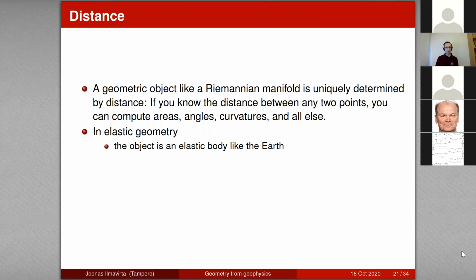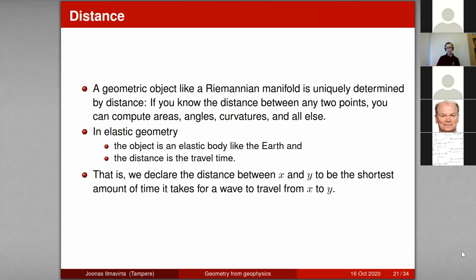So in elastic geometry, the object itself is the elastic body, like the Earth or a drum or whatever it is you want to study, and the distance is travel time. So I measure distance in units of time rather than space or length. We declare the distance between two points x and y to be the shortest amount of time it takes for a wave to travel from x to y. And this kind of definition is secretly clever, because as I mentioned, the shear waves are ill-behaved. But if I'm only looking at the shortest amount of time, it means that I'm only looking at the fastest wave, and the fastest wave is this quasi-pressure wave. So with this definition, I'm secretly dropping out everything shear from my system.